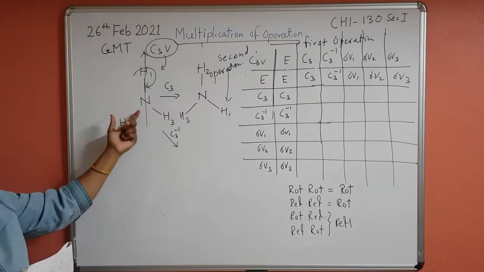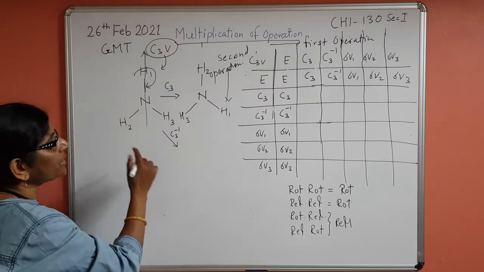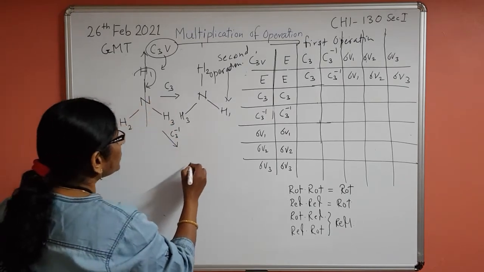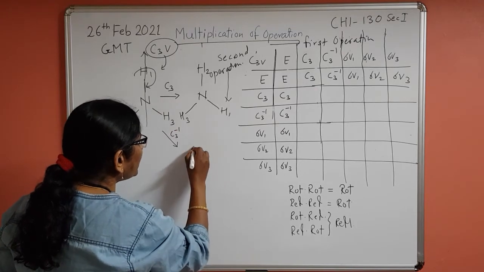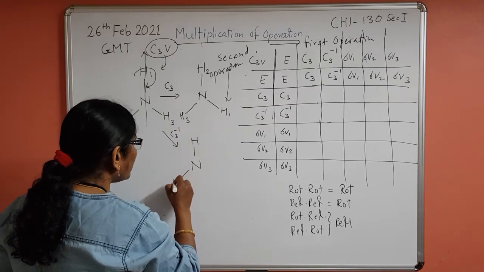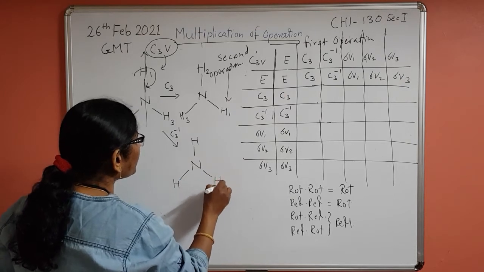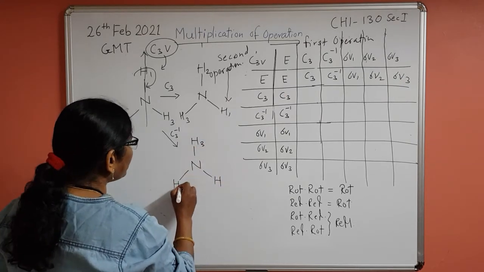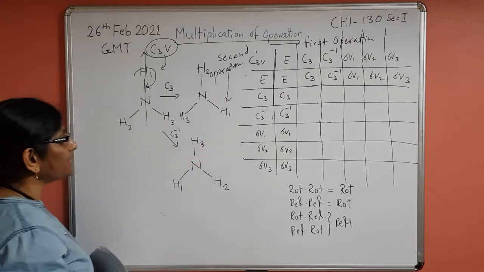If I perform C3 inverse, what will be my answer? Okay, now C3 inverse will be the reverse of this. So what will be the answer? I mean, what will be the drawing? So 3 will come here, 1 will come here, and 2 will come here, right?